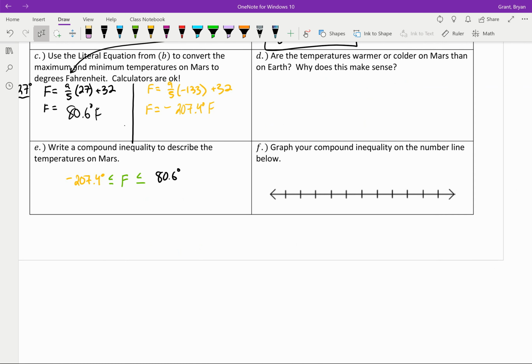Graphing this, I'm going to be incredibly lazy on this. I'm sure you won't judge me too much. We'll use the bookends here. We'll say that this is negative 207.4 degrees, and this over here is going to be 80.6 degrees. We can use a closed circle. We're allowed to be equal to those temperatures, and then we're just going to shade in everything in between. Right? Nothing too terrible. This is showing us all the possible temperatures on Mars are in between those two values.